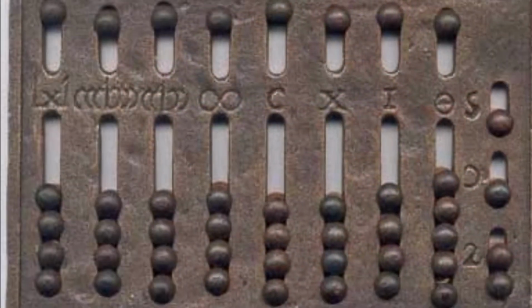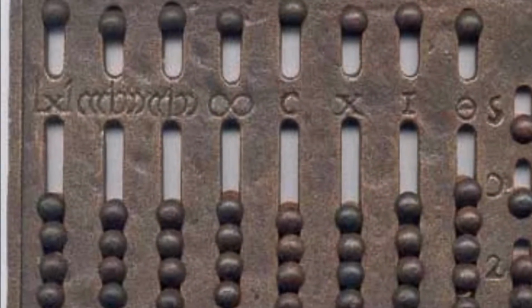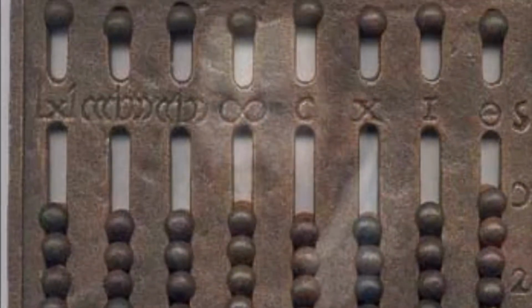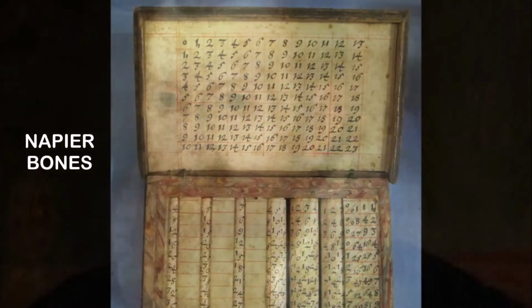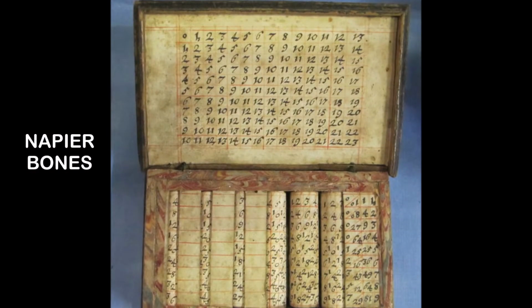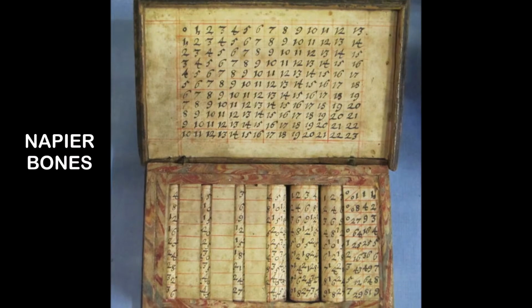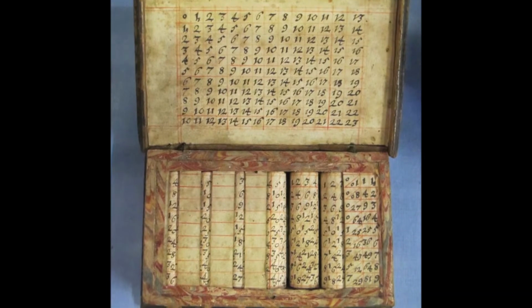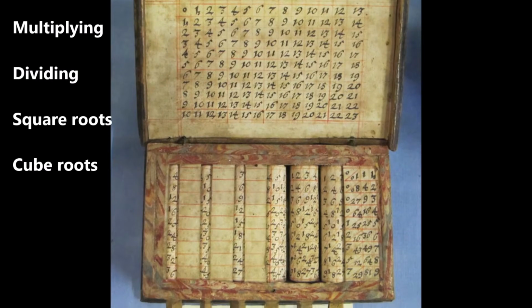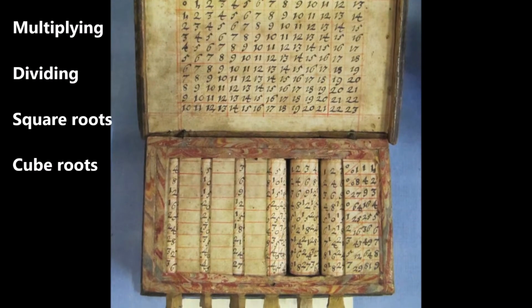As necessity demanded, inventors created better calculating devices. John Napier of Scotland invented a calculating device in 1617 called the Napier bones. Napier used bone rods for the device's counting purpose. Numbers were printed on these rods. The device was used for multiplying, dividing, and taking square roots and cube roots.